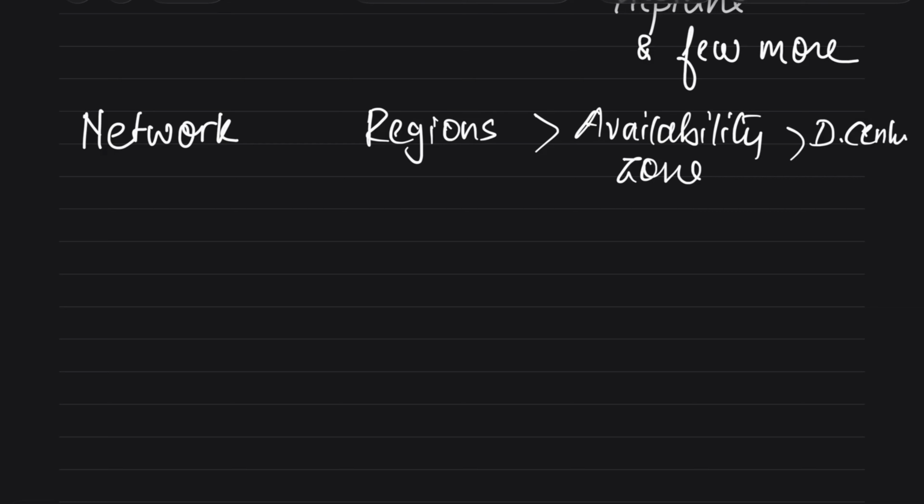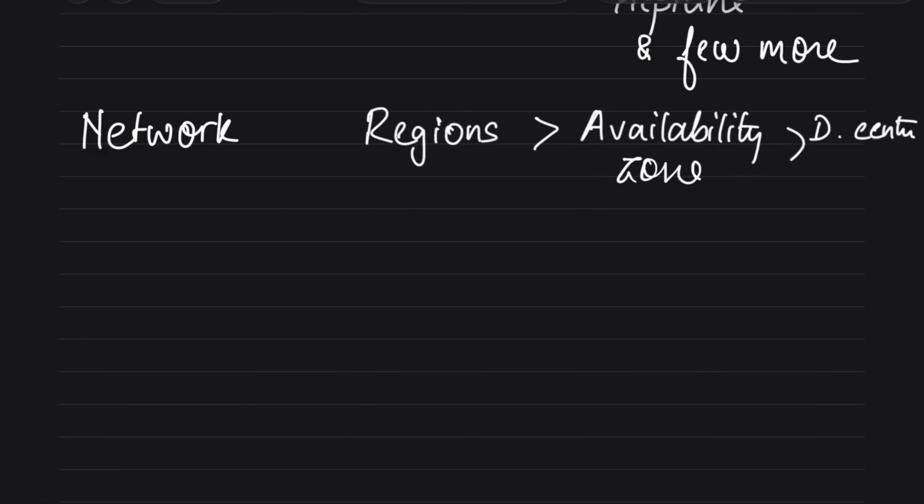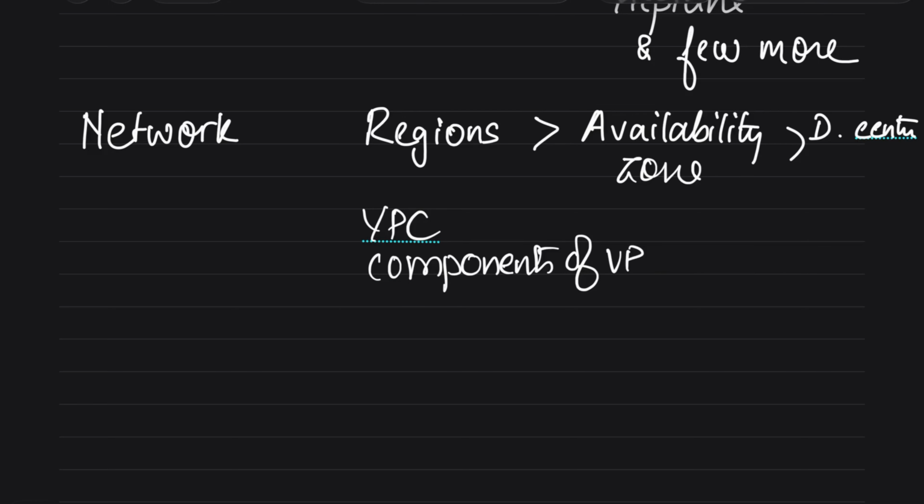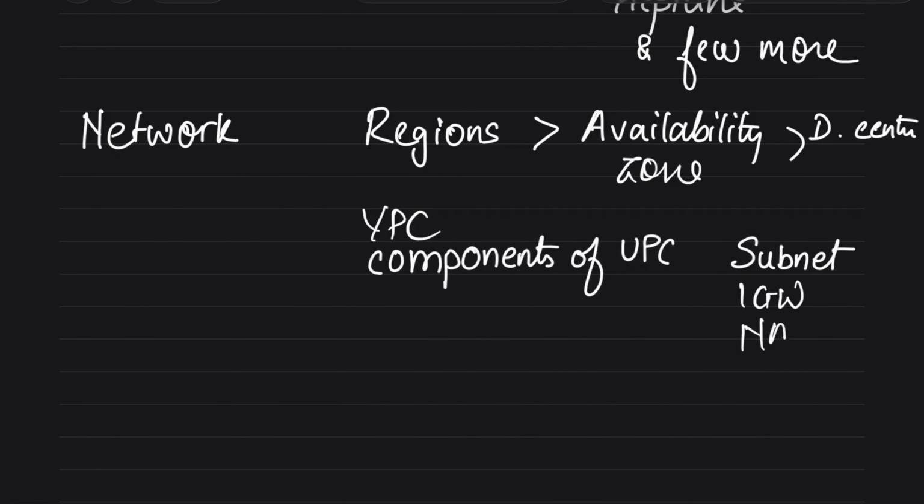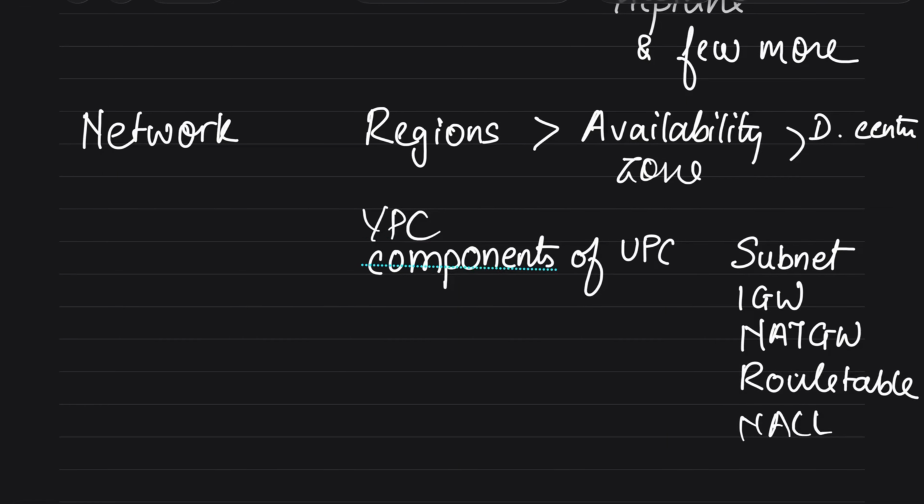After that, we'll introduce you to something called VPC, which is a logical construct. We'll introduce you to the components of VPC, which will be subnets, public and private subnets, internet gateway, NAT gateway, route tables, NACL versus security group. And lastly, we'll also talk about transit gateway, TGW.